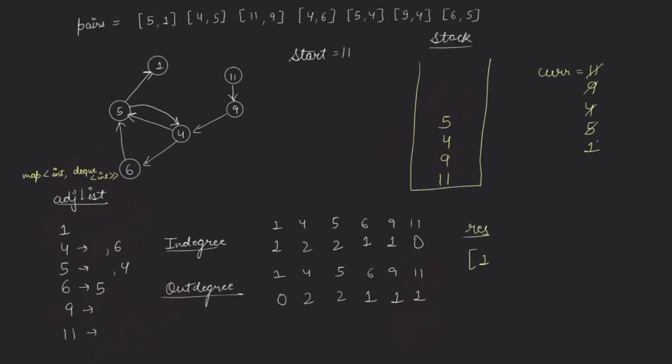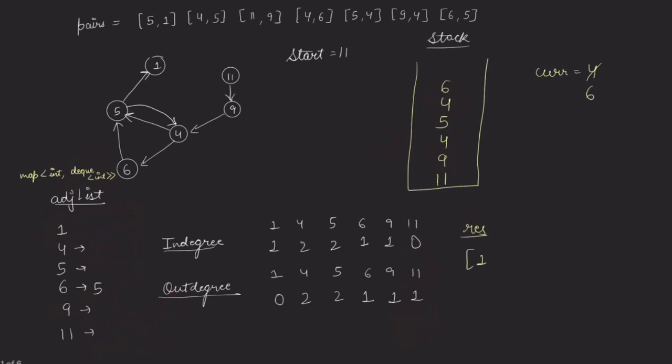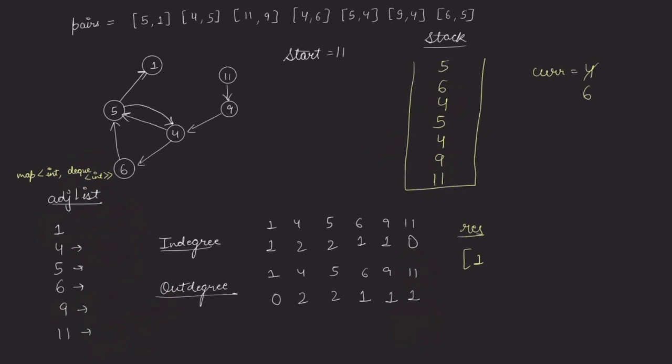Then our next node is 5. For 5, do we have a neighboring element? Yes, we have this 4. So this 4 will be removed from here and will be pushed into the stack. So now our current node will be 4. So for 4, do we have a neighboring element? Yes, we have a 6. So we will remove this 6 and we will push it here. Now our current node is 6. For 6, we have a neighboring node 5, which will be removed from here and pushed into the stack.